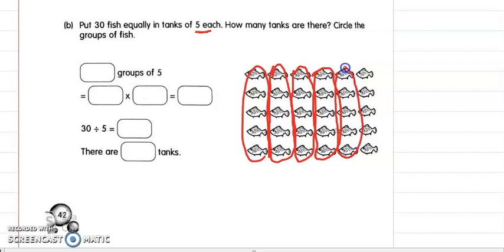So we have to tell how many groups of 5 there will be for 30. If we count the number of groups, these are 1, 2, 3, 4, 5, 6. So there are 6 groups of 5. 6 groups of 5 means 6 times 5. 6 times 5 is 30. So we had 30, we divided them into groups of 5, so the number of groups that we got is 6. So there are 6 tanks.